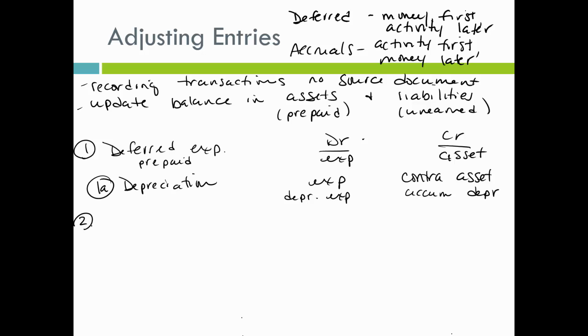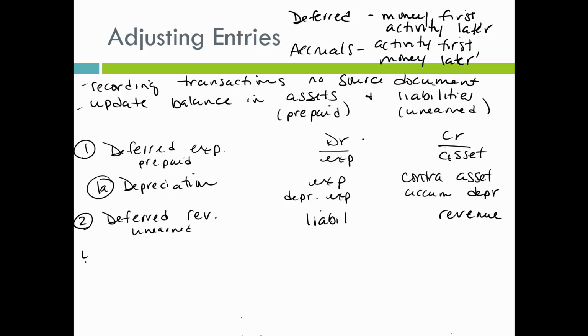So the second type is a deferred revenue. I keep spelling that wrong. Deferred revenue. And this is when you're going to see like the unearned revenue. So again, the money took place first, and then the revenue takes place later. So in these, I'm always going to debit a liability, which will almost always be unearned revenue, and I'm going to credit the revenue that actually took place.